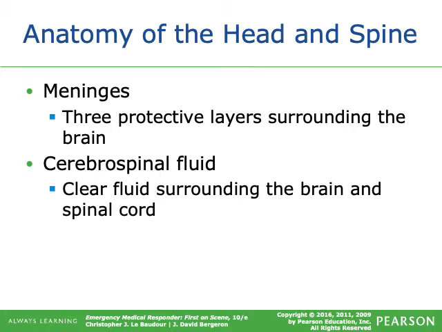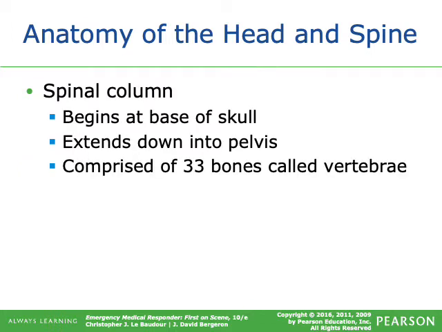Meninges is three protective layers surrounding the brain. Cerebrospinal fluid. This is a clear fluid surrounding the brain and the spinal cord. Spinal column. This begins at the base of the skull, extends down into the pelvis. It's comprised of 33 bones called vertebrae.